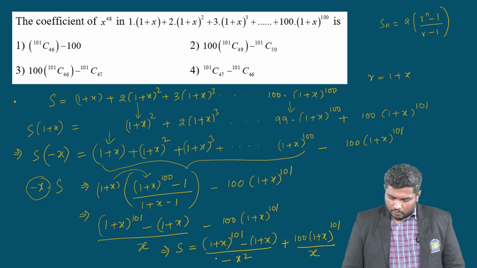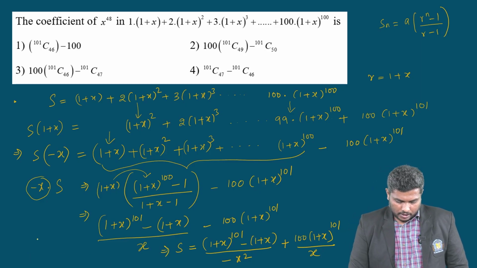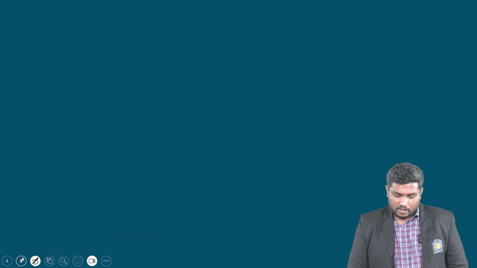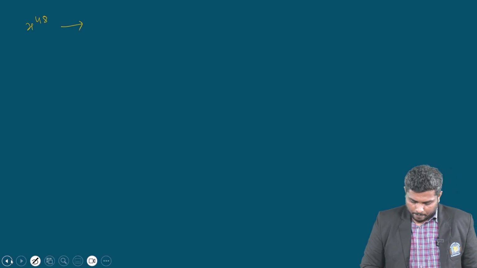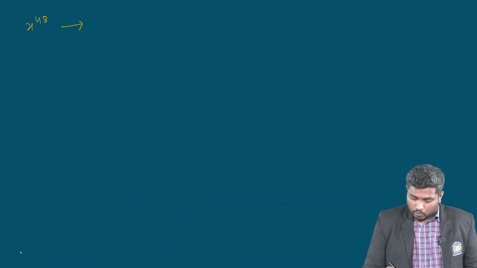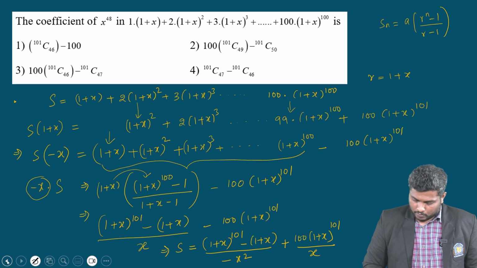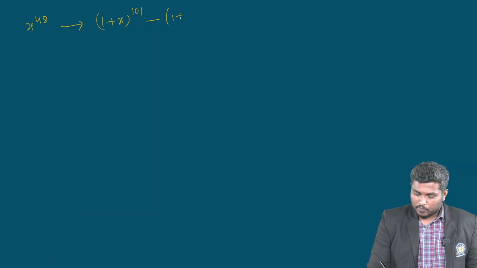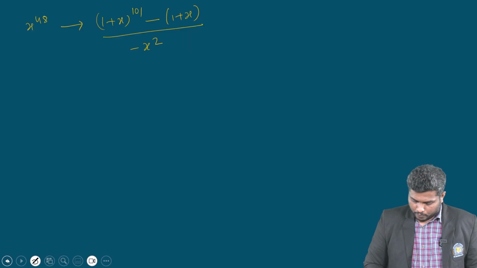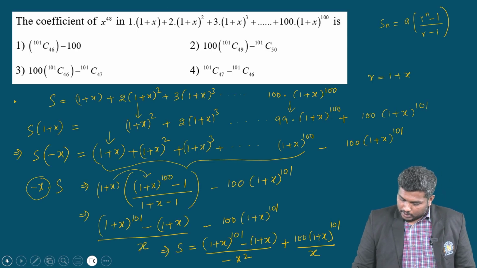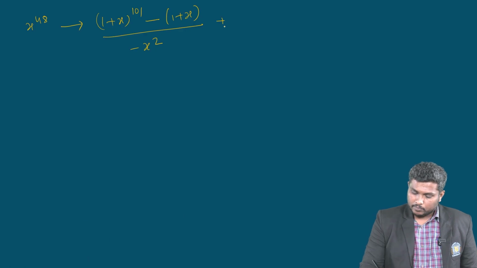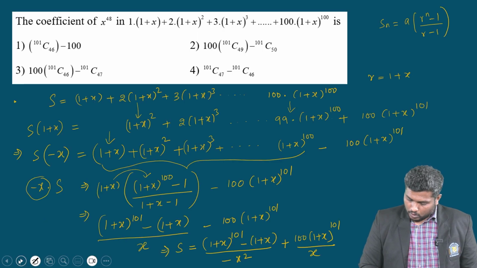So here we got this expression and we'll take it on to the next page. Guys, we are looking for the coefficient of x power 48 in the expansion of (1 plus x) whole power 101 minus (1 plus x), by minus x square, and plus 100 into (1 plus x) whole power 101 by x.